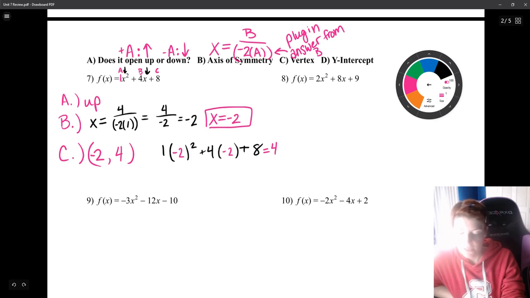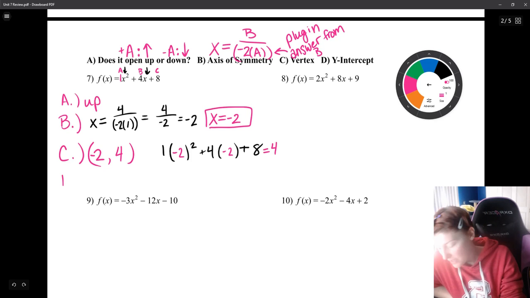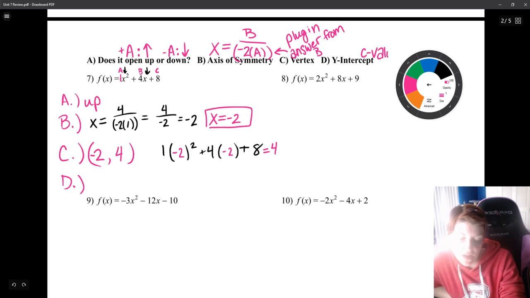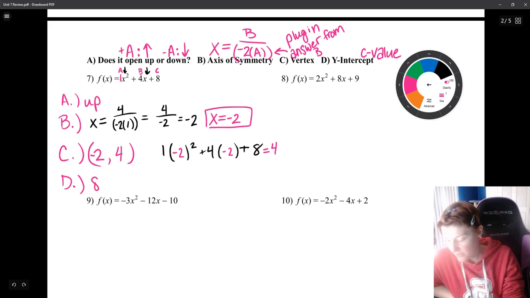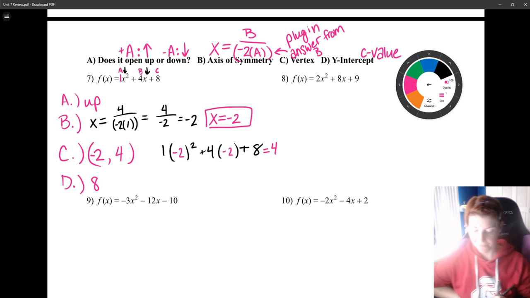And then your last piece, part D, is your y-intercept. The y-intercept is your C value. So we look at C. C is 8. Our y-intercept is 8.